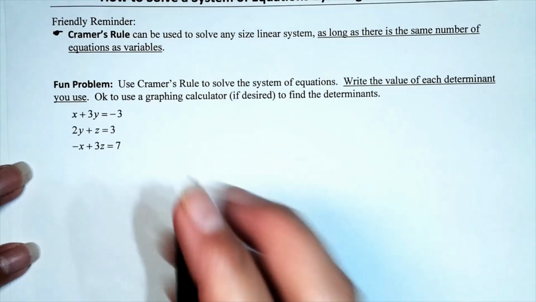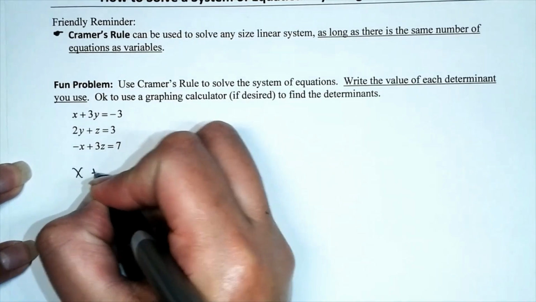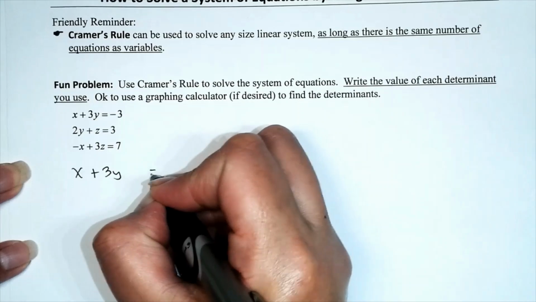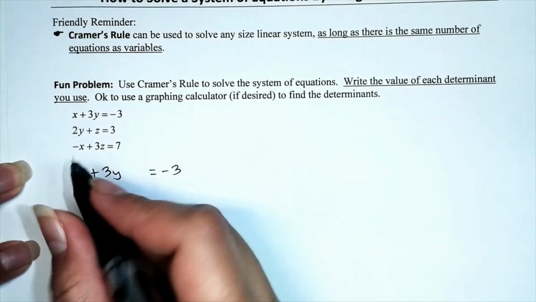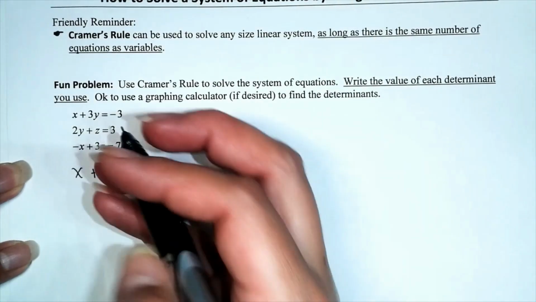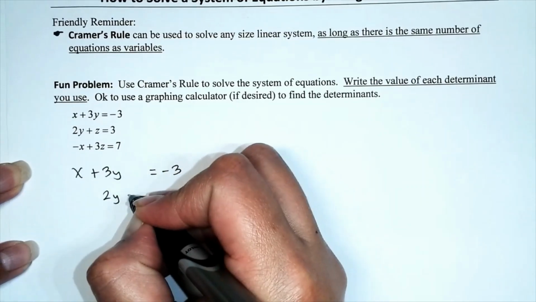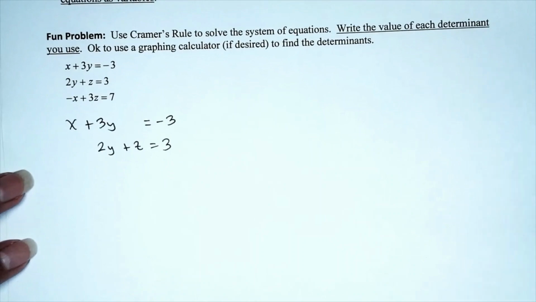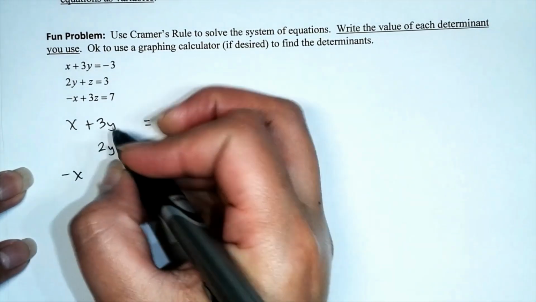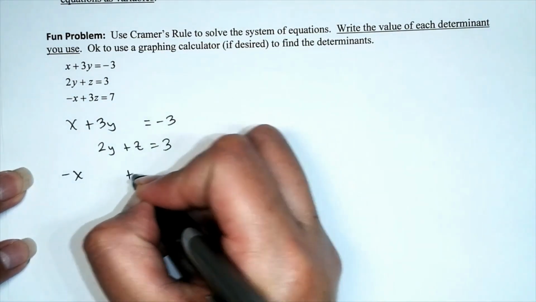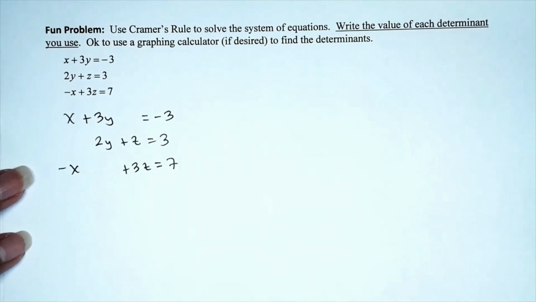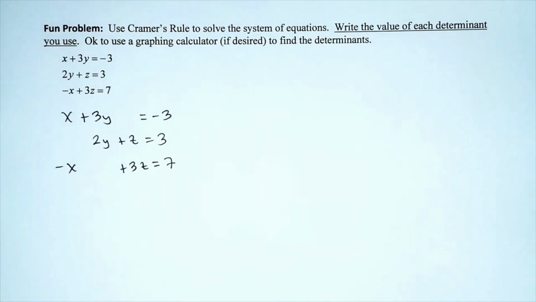We're gonna rewrite this as x plus 3y. We don't have a z term, so we'll leave a space, equals -3. The second equation doesn't have an x term, it's okay. We have 2y plus z equals 3, and then the third equation we have -x, skip the y term, plus 3z equals 7. Fantastic. So again, we are going to solve this by using Cramer's rule.